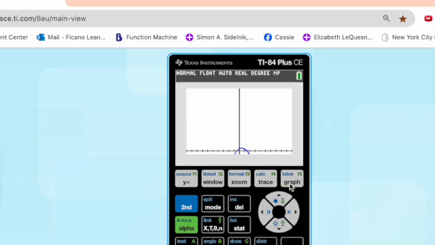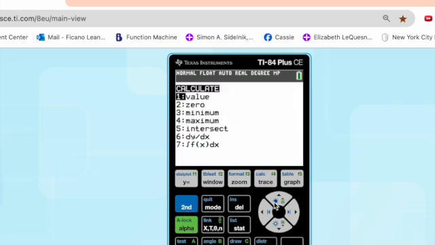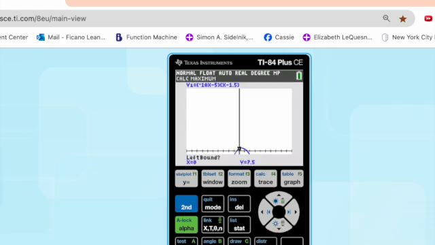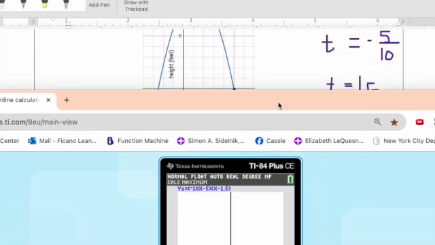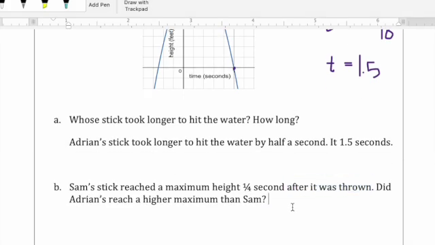Okay, now I'm going to graph it just to see. Okay, now I'm going to find my max value. So my maximum height, right, my left bound, and then I do my right bound, my right side of the vertex, and then I hit guess. Okay, and the maximum height was when y is 10, and it was at 0.5 seconds. So it was 1/2 a second.